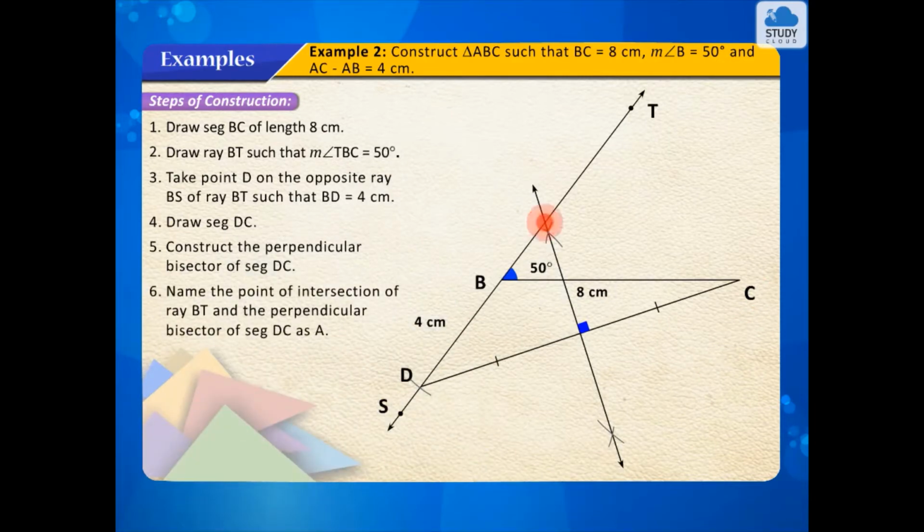6. Name the point of intersection of ray BT and the perpendicular bisector of segment DC as A. 7. Draw segment AC. Triangle ABC is the required triangle.